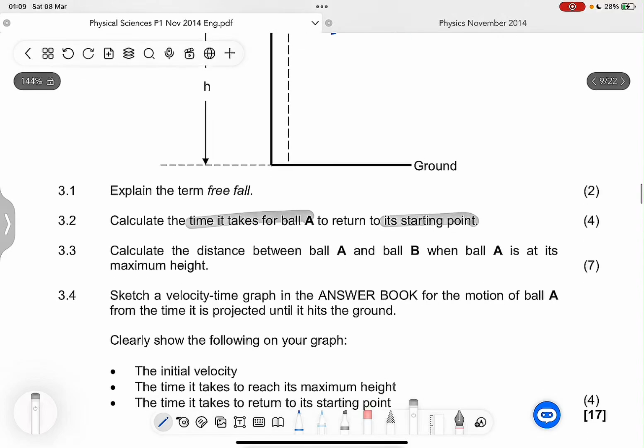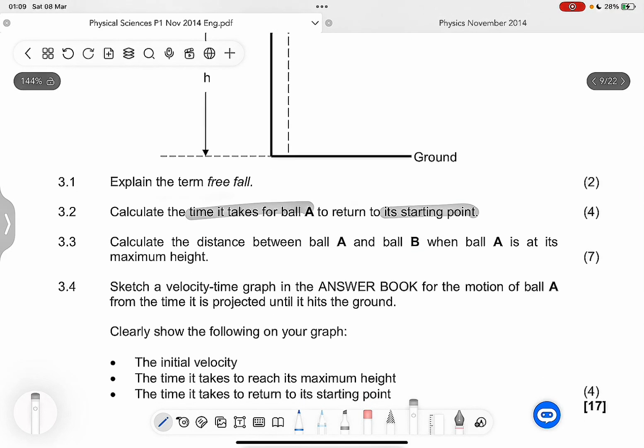Now, after navigating that answer, we can go to question 3.3, which says calculate the distance between ball A and ball B when ball A is at its maximum height. Very interesting question, especially because it is worth 7 marks. It means we're going to do a number of calculations and a lot of thinking as well.